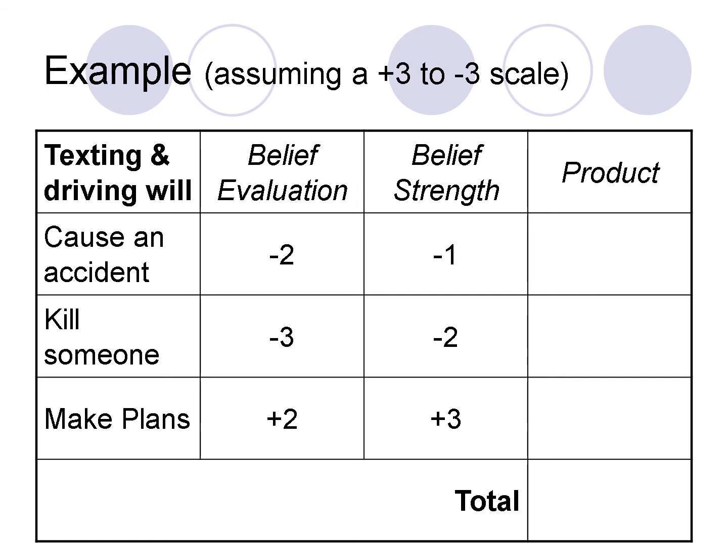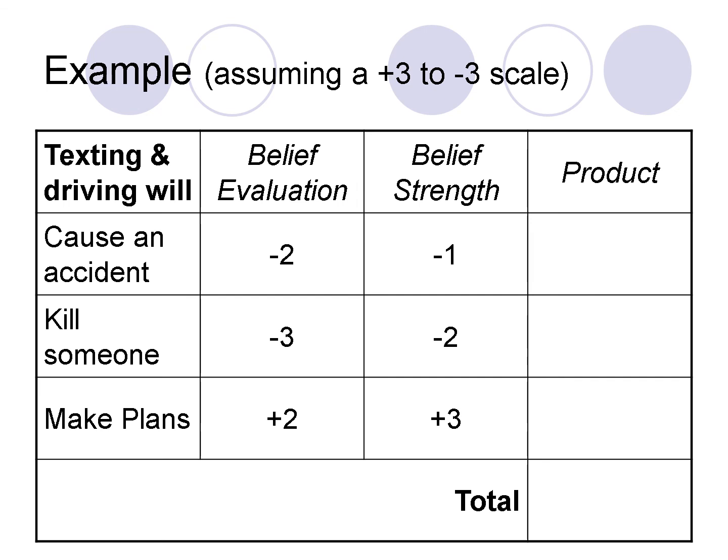Right, but so if a person thinks, well, I don't think I'm really going to get in an accident, it's -1, and if they say, if I got into an accident or whatever, I really doubt I'm going to kill anybody, that's a -2. But making plans to meet up with somebody, or dinner plans or a date or whatever it is, I think that's likely to happen. I think I'm likely to make plans if I text while I drive.